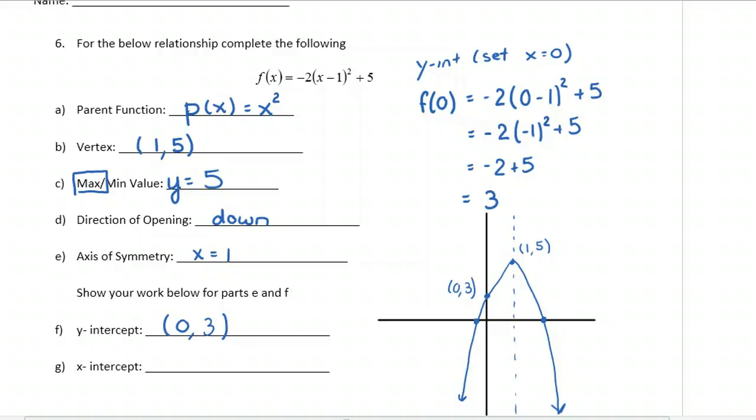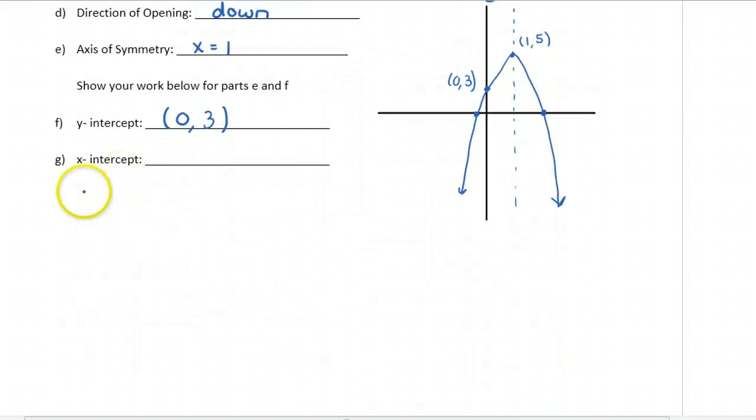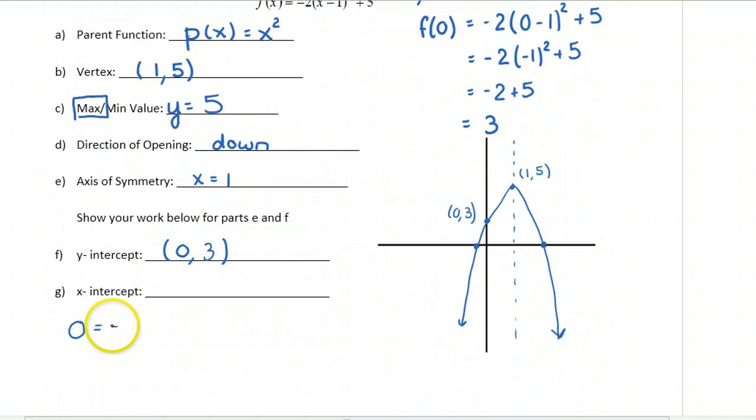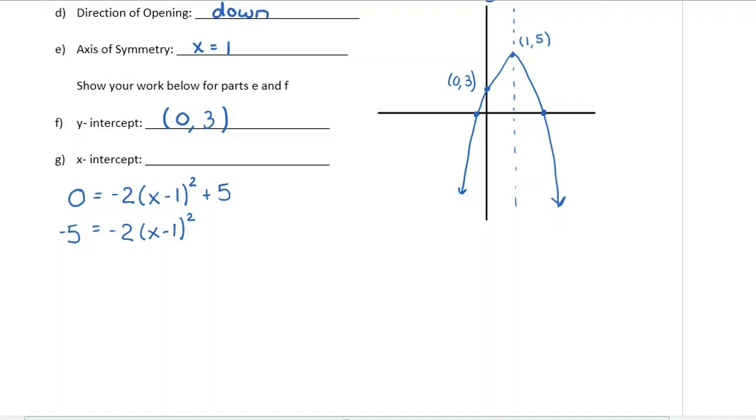The x-intercepts are calculated by setting y to 0. So I take my function and set it equal to 0. So 0 equals -2(x - 1)² + 5. So I end up with -5 is equal to -2(x - 1)². And then I end up with -5 over -2 equals (x - 1)². So that means 5 over 2 is equal to (x - 1)².